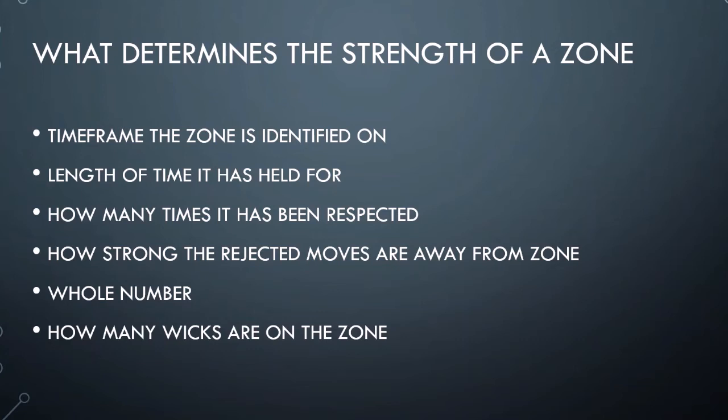And again, how many wicks are on the zone? The more rejection wicks show, the more price tried to break through the levels and failed, which is a good indicator to us that in the future, people are going to identify this level. Maybe price tries pushing through and fails again, or maybe price does make it through and then you get that runoff because it finally broke through, right?